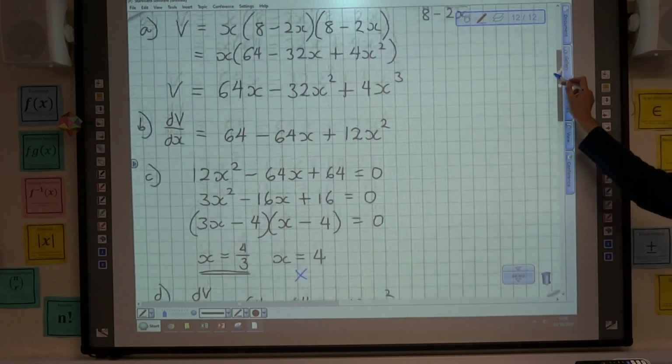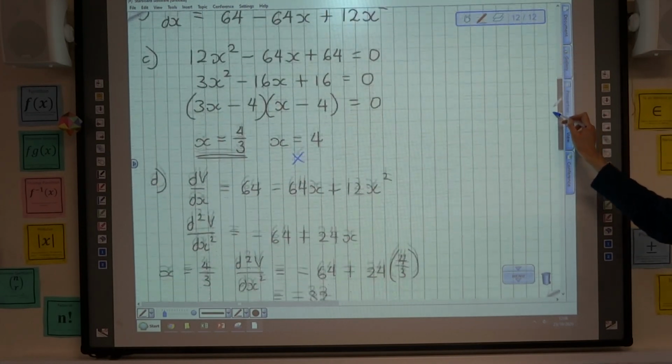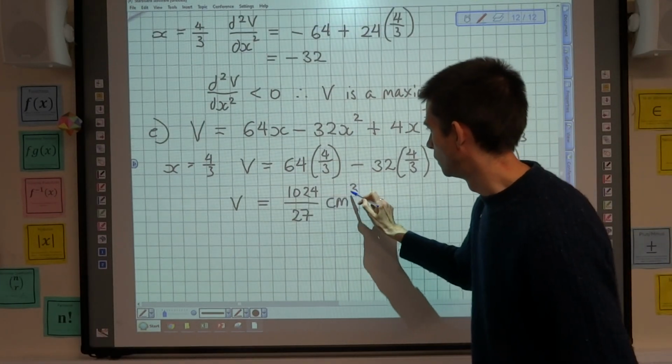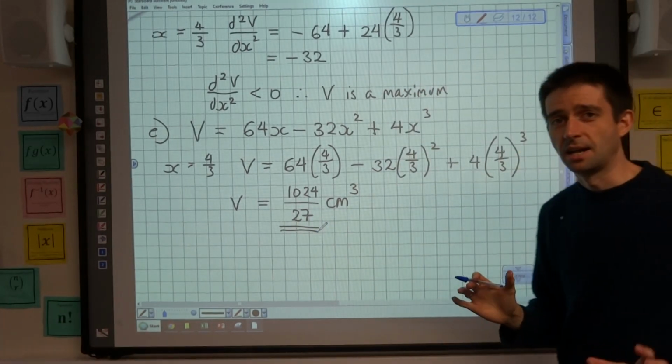Right, just check a couple of things. Find the maximum value of v. Lovely, so we're fine. Centimetres was the unit of length, so it's going to be 1024 over 27 centimetres cubed, and that is our value of v.